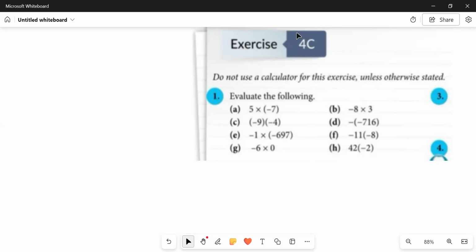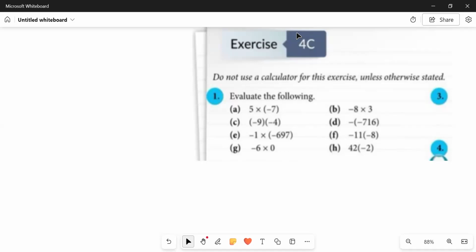Today we are going to start chapter number 4, integers, exercise 4C. We have completed the addition and subtraction of integers, and now we are heading towards multiplication and division. In this exercise, we are going to deal with how to multiply two integers. Okay, students, it's a bit easier than addition and subtraction.